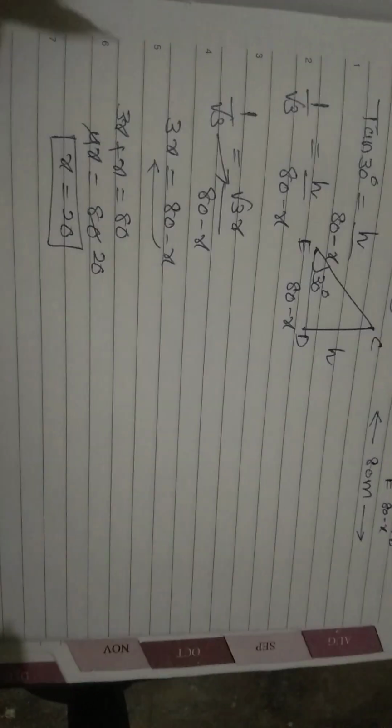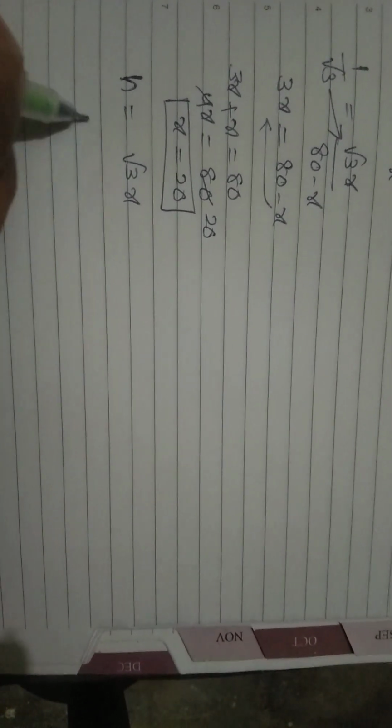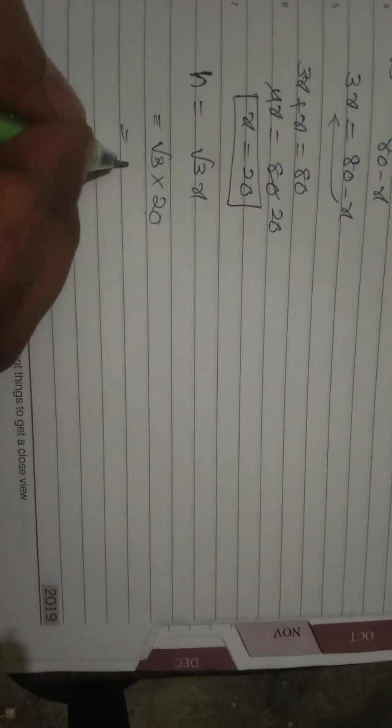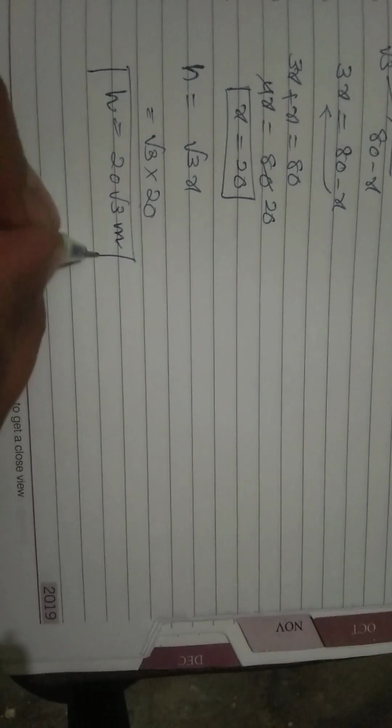Now actually we have to find what? Height of the poles, right? What is equation number 1? We got equation number 1, H is equal to root 3 x, right? So root 3 into x value we got 20. So 20 into root 3, which implies 20 root 3. So height of the pole is 20 root 3 meters.